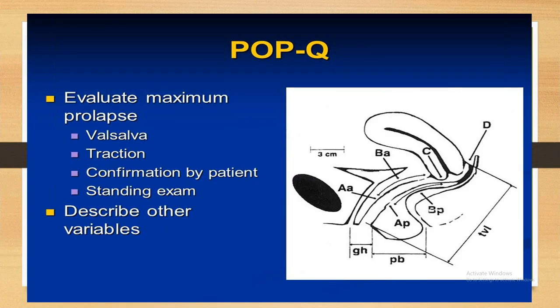Now, what exactly do we do in POP-Q? Whenever we want to do POP-Q for any patient, we should ask the patient to void the urine and come with an empty bladder. We should evaluate the prolapse at its maximum, that is on straining, in the standing position, or by Valsalva maneuver. She should tell us that this is the maximum prolapse she gets. So you have to evaluate the maximum prolapse, or we give traction along with Valsalva, and then we examine and take the readings.